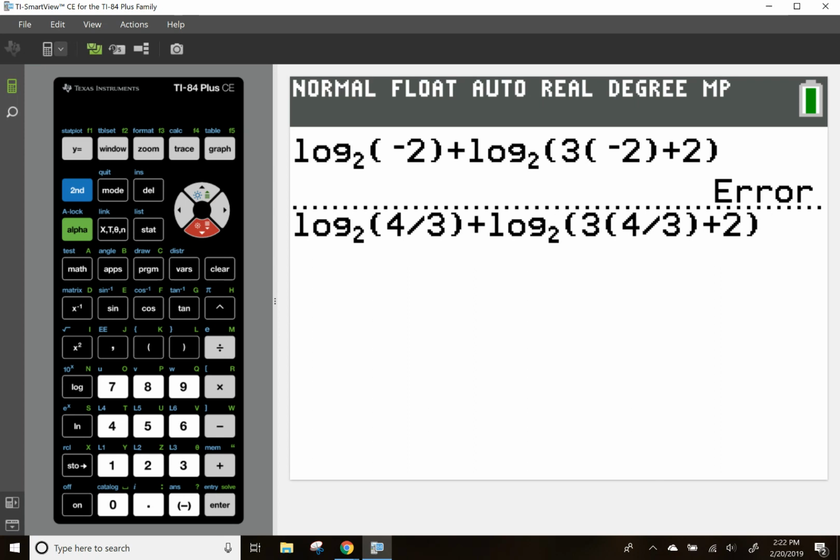We're going to hit enter. We're going to expect to see the number 3. So we got the number 3. So 4/3 is an answer to this one. Negative 2 is not. So just 4/3 would be the correct answer.